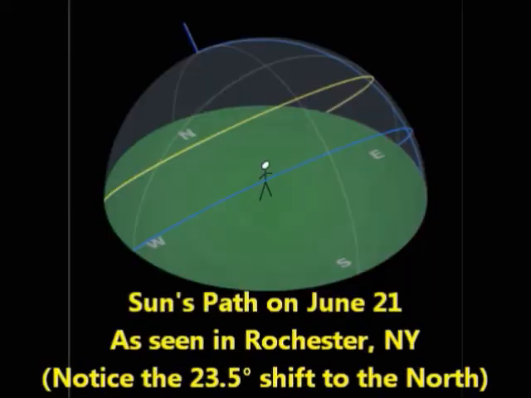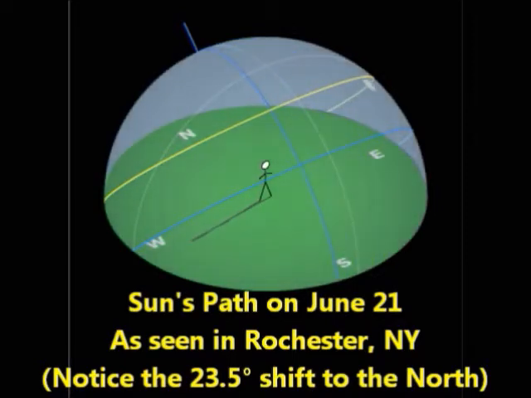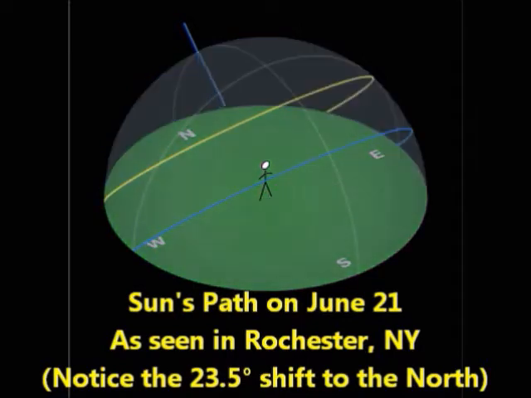This causes an important change in the sun's apparent path through the sky. Basically everything, sunrise, solar noon, and sunset, is shifted 23.5 degrees to the north. The sun's path looks like this. The sun rises 23.5 degrees to the north of east.